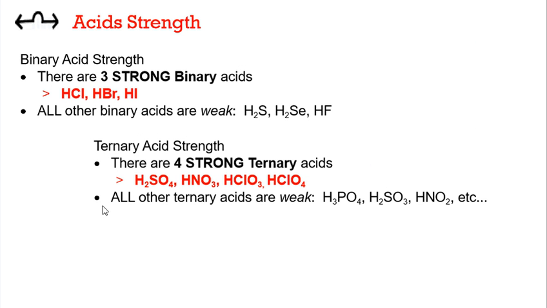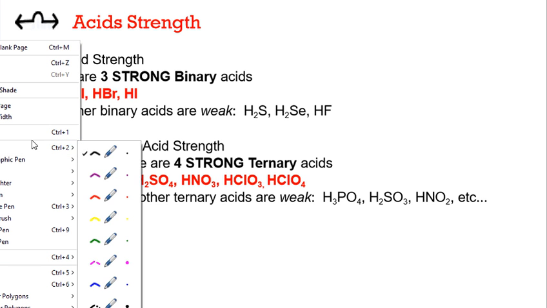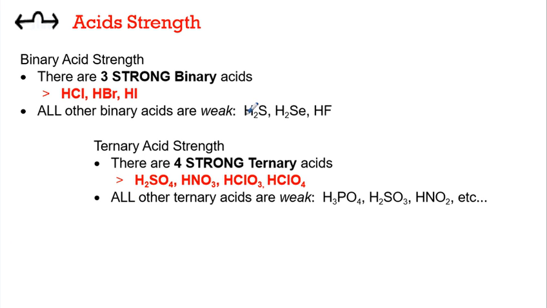There are three strong binary acids: hydrochloric, hydrobromic, hydroiodic. These are the only three strong acids that are binary. Hydrofluoric is not a strong acid. The reason is that fluorine has a significant attraction to its hydrogen, so significant that water molecules can't split that bond. And since they cannot, hydrofluoric acid in water stays molecular, stays the molecule. HF does not get ripped apart.